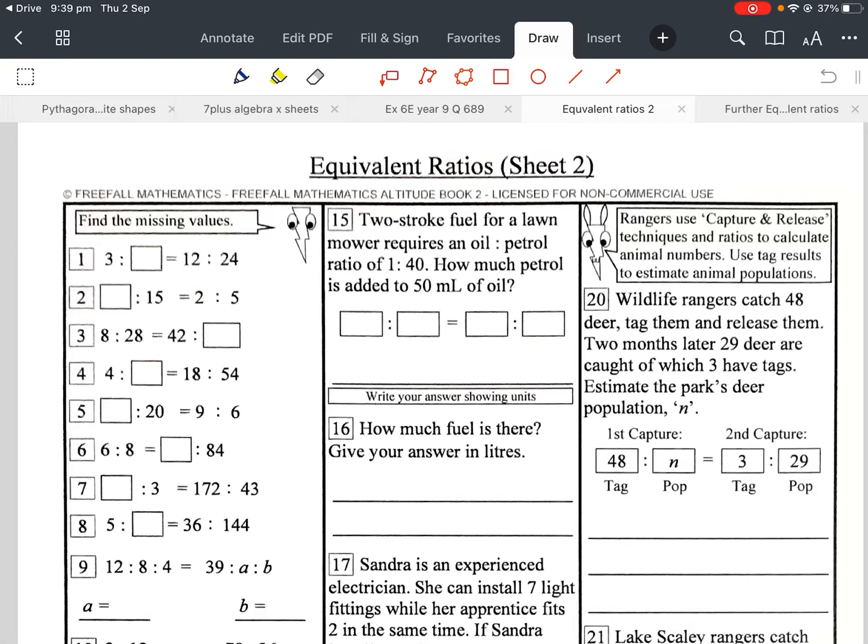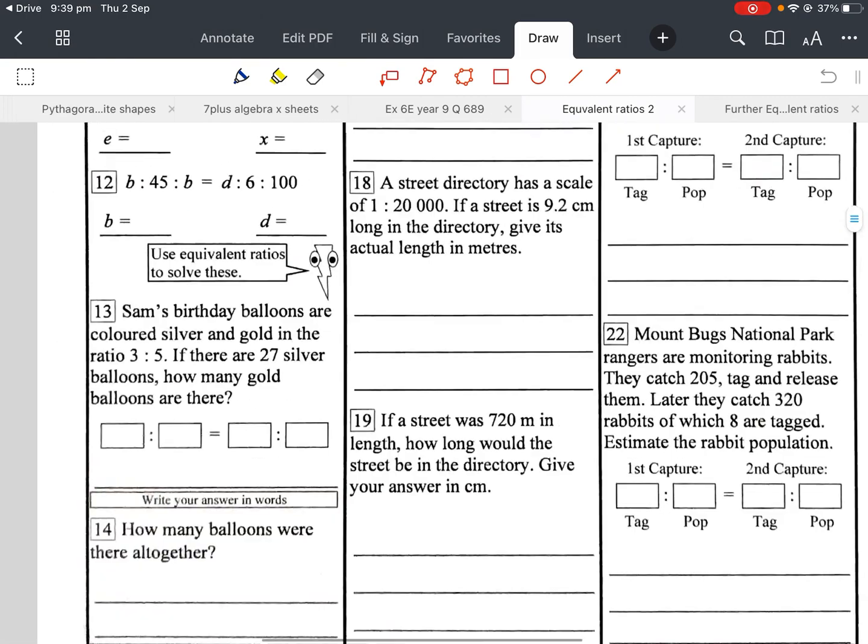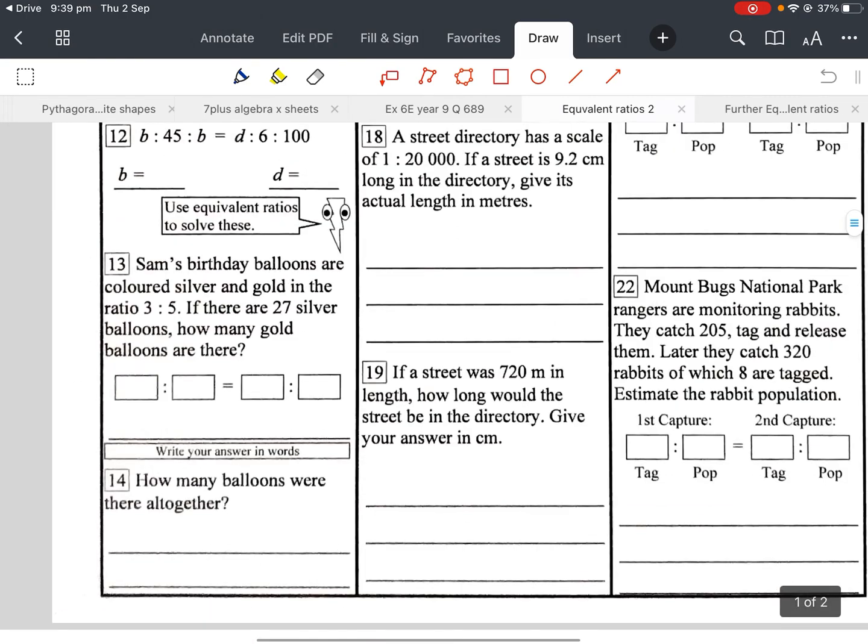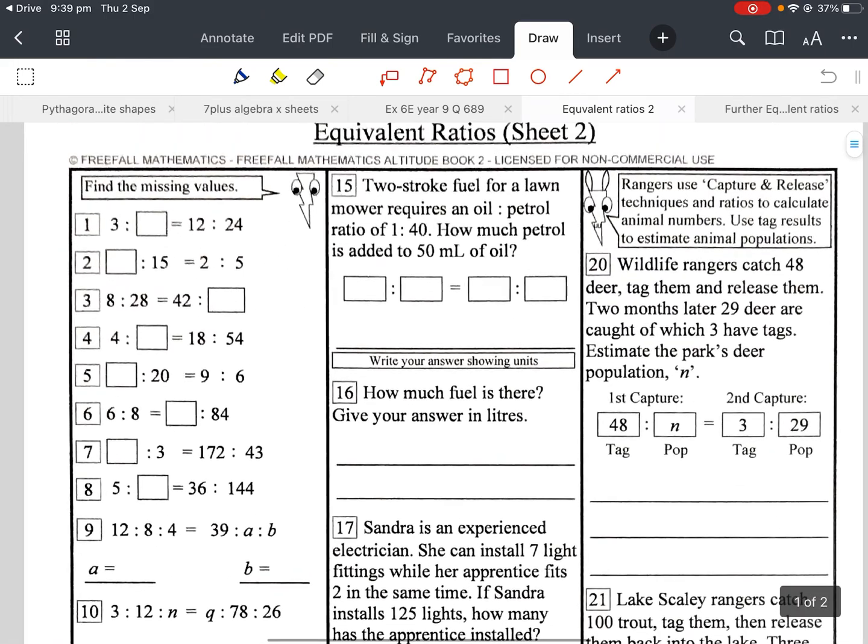Hi U8, if you've already tried the video from yesterday, here is the next sheet and I'll just go over it with you. The answers are down here. A bit blurry, sorry about that, but I'll just show you how to do these.